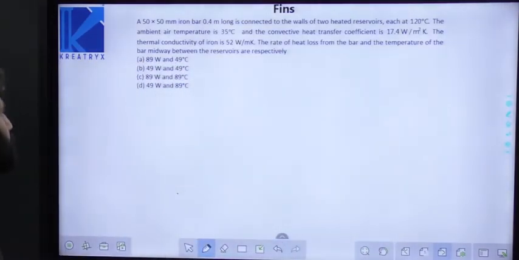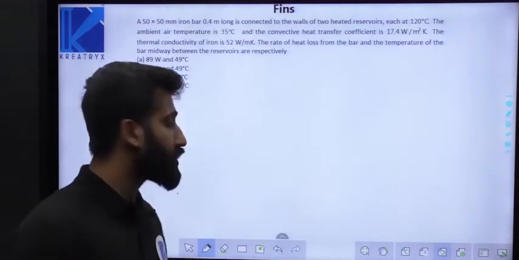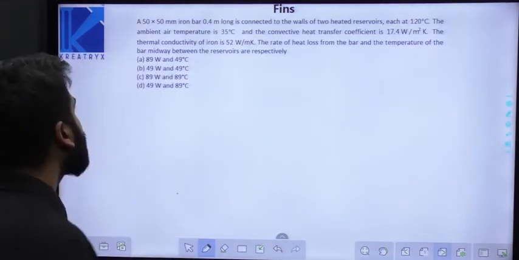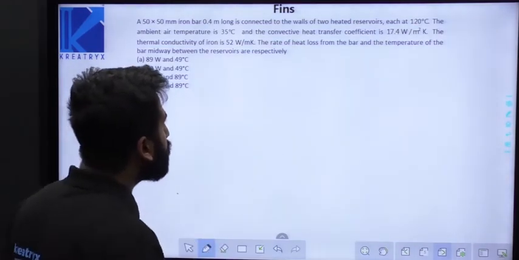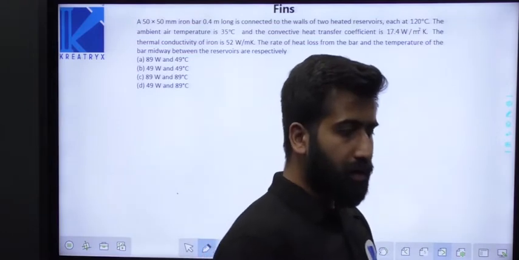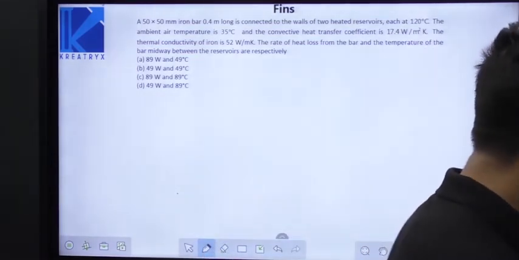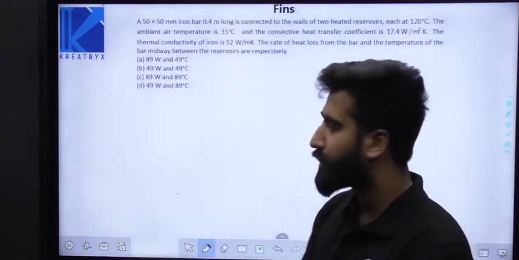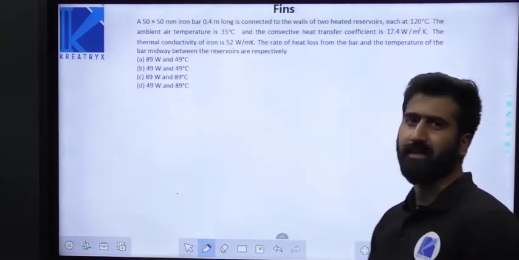So a 50 cross 50 mm iron bar, that is square cross section, 0.4 meter long rectangular fin, is connected to the walls of two heated reservoirs, each at 120 degrees Celsius. Same question. Do it yourself. Before seeing the solution, try it yourself. This is an important question actually, and has been asked in many examinations.